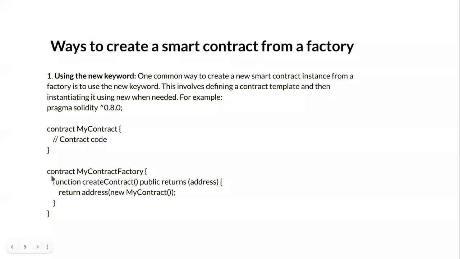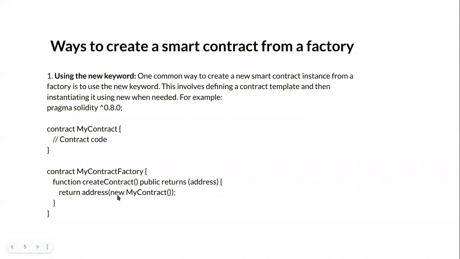Then I have my contract factory. So in my contract factory, I have a function that creates contracts. So you can see public returns, it returns address. So this address that it returns will be the address of the newly created smart contract. So you can see that from here you have address, just typecasted it so that it can return the address of this newly created my contract.